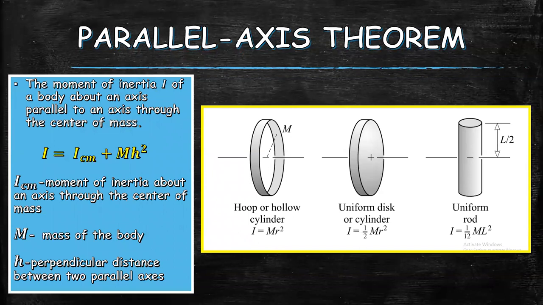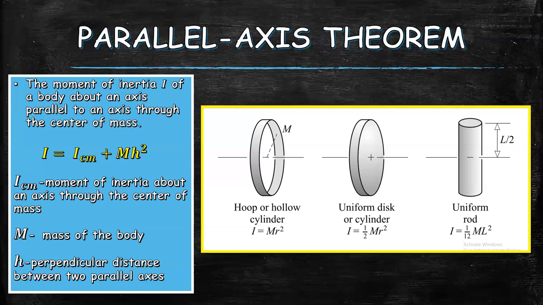So, parallel axis theorem is the moment of inertia I of that body about an axis parallel to an axis through the center of mass of that object. Mathematically speaking, I is equals to I_CM plus M h squared, where I is our moment of inertia. Our I_CM here is the moment of inertia about an axis through the center of mass of the specific object. M, okay, is the mass of our body. H is our perpendicular distance between two parallel axes. So we have here different objects, okay, basic objects or basic construction of that system, na pwedeng mag-create ng angular acceleration.